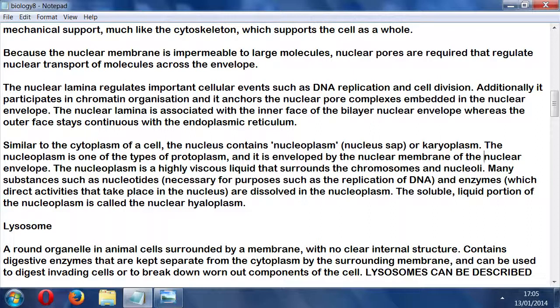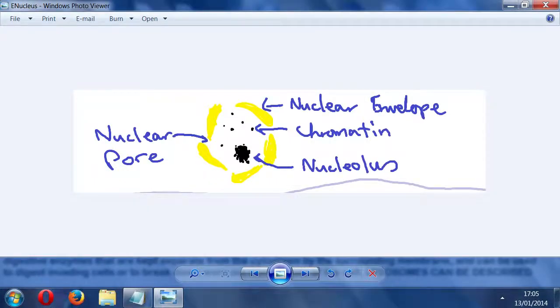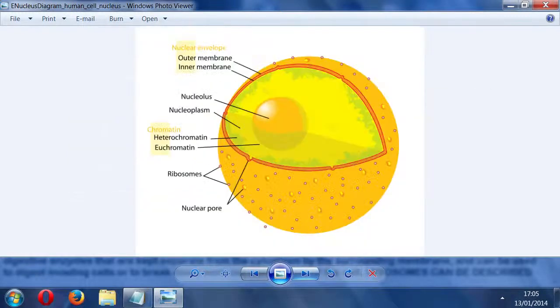Okay, so we're going to go back, and here's my nucleus, and you can see the pore there, the chromatin, the nucleolus there, and the envelope. Let's move on to this one, and so we can see there we've got the chromatin. There seem to be different types of chromatin, heterochromatin and euchromatin. We've got the ribosomes there, the outer membrane, and the inner membrane, nucleolus. Large structure there, and with the nucleus's version of the cytoplasm, the nucleoplasm.